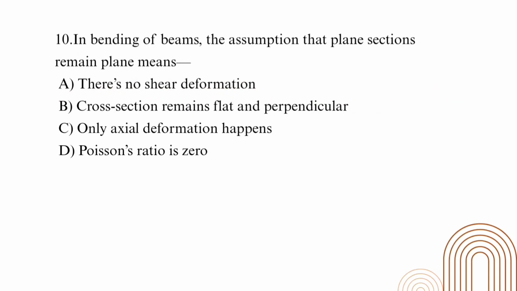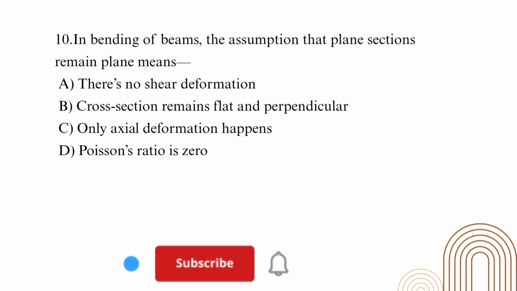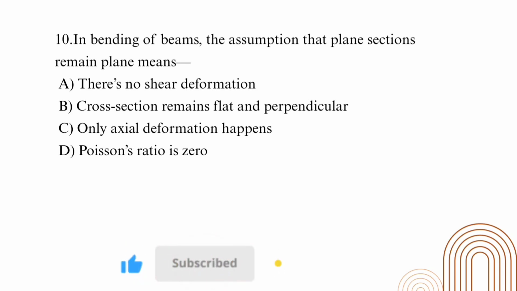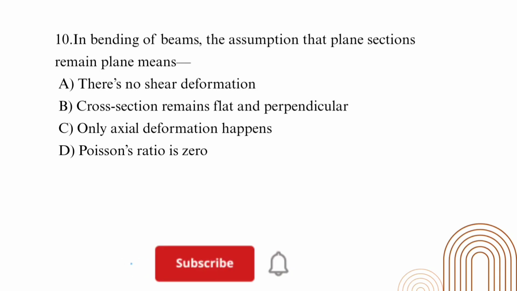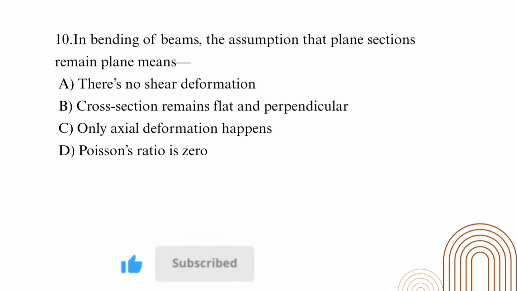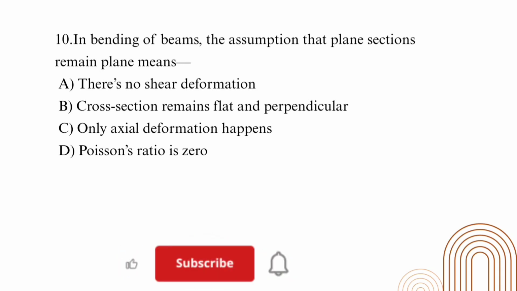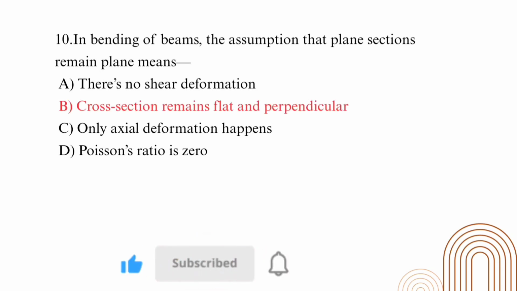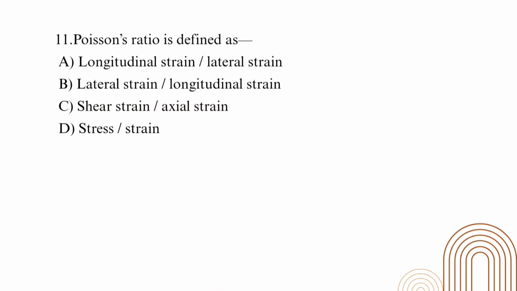Now the next question, number 10. In bending of beams, the assumption that plane section remains plane means: options are, A, there is no shear deformation, option B, cross section remains flat and perpendicular, option C, only axial deformation happens, and option D, Poisson's ratio is 0. And the correct answer is cross section remains flat and perpendicular. Question number 11.